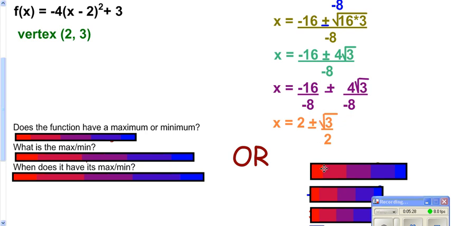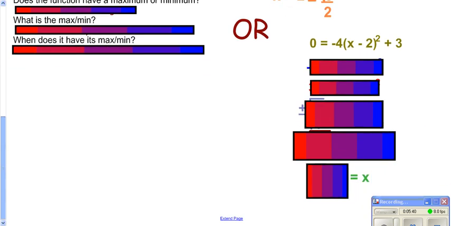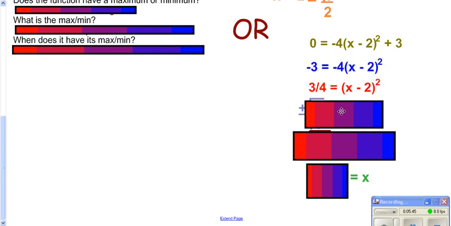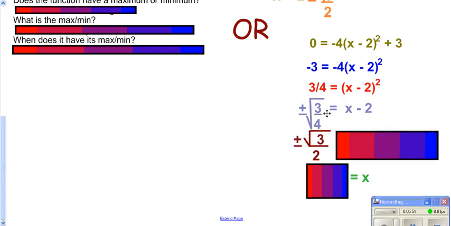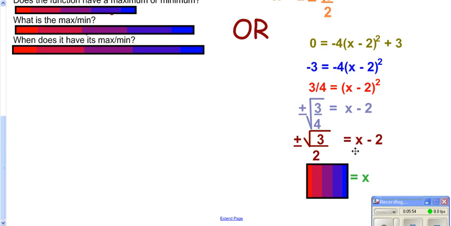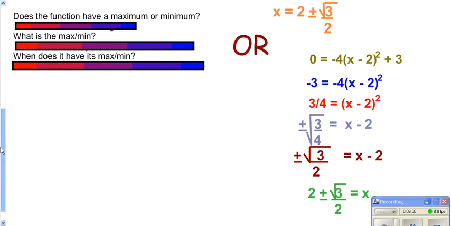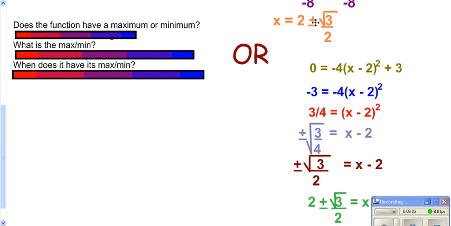Now, it could also have been done using your vertex form that we transformed it into over here on the left. So to solve it, I would subtract my 3, get rid of the negative 4 by dividing by negative 4, get rid of my squaring by taking the square root of both sides. Notice the square root of the left side, square root of the top, square root of the bottom. Now we'd have to go ahead and add 2. Hey, lo and behold, we got the same answer we did up here. But that's good because it's the same problem, just worked out in 2 different ways. So we should get the same answer.